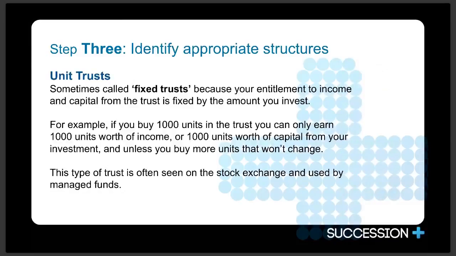The first one, and probably a fairly simple one, lots of people see these if you buy listed property trusts, for example, on the ASX. If you go and buy into one of those vehicles, you will typically be using a fixed trust. It's called a unit trust. They're fixed because the entitlement is fixed. So if there are 1,000 units and I buy 500 of them, I'm entitled to 50% of the asset and 50% of the income.